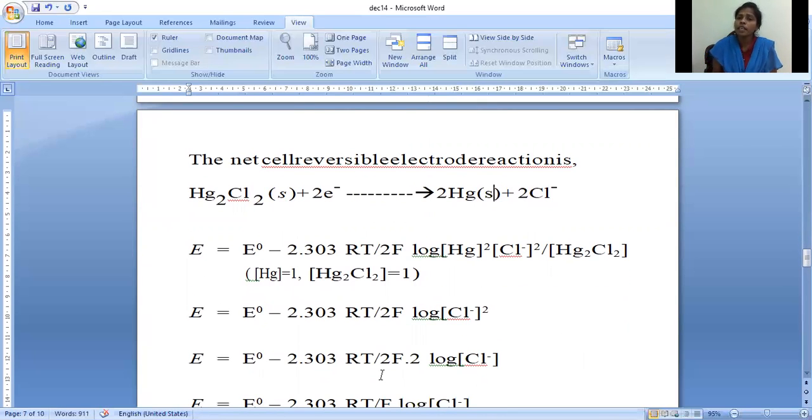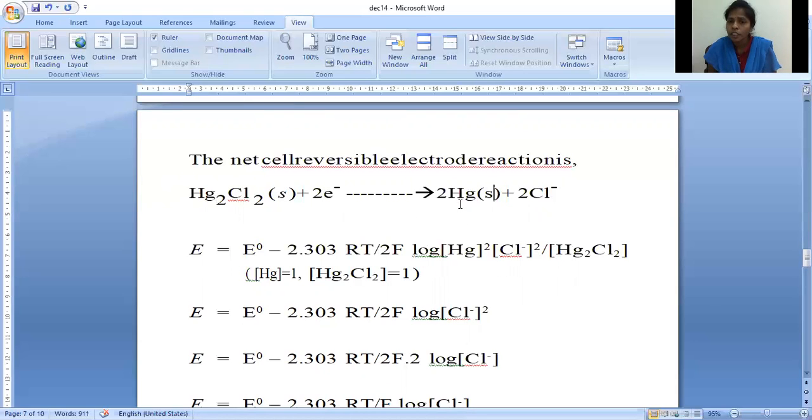So now let us apply the Nernst equation to this reaction. So we are considering the reduction reaction, and for the reduction reaction we are writing the Nernst equation. So what is the Nernst equation? Because we don't know the temperature, whether it is the room temperature or the normal temperature, we are considering the general Nernst equation. E is equals to E naught minus 2.303 RT by nF, n is the number of electrons, F log Q. What is Q here? Product concentration divided by reactants concentration.